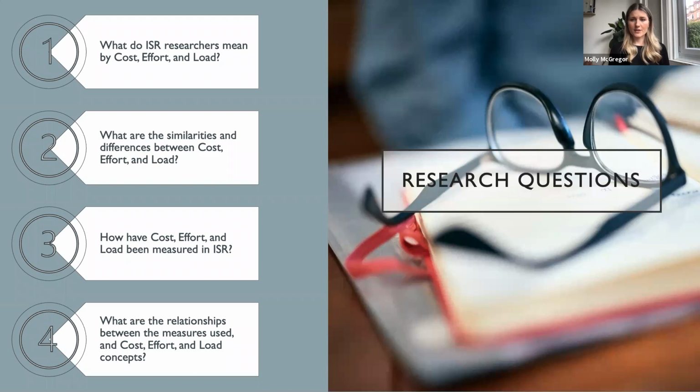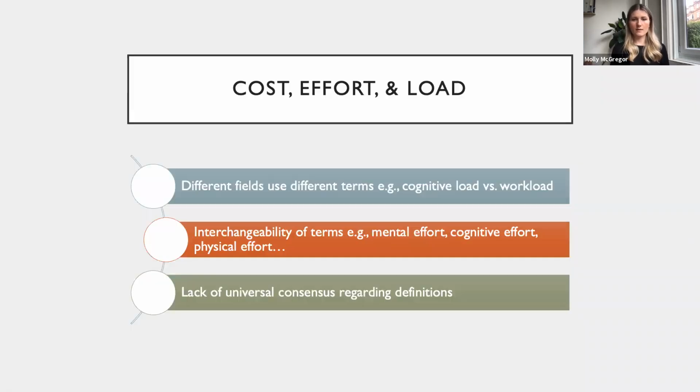So the following research questions guided our analysis. The first two research questions relate to how cost, effort and load are currently being defined in the ISR literature. Are there any overlaps in the terms or definitions used, or are there clear distinctions? The latter two relate to how these concepts are currently being measured and the relationship between these.